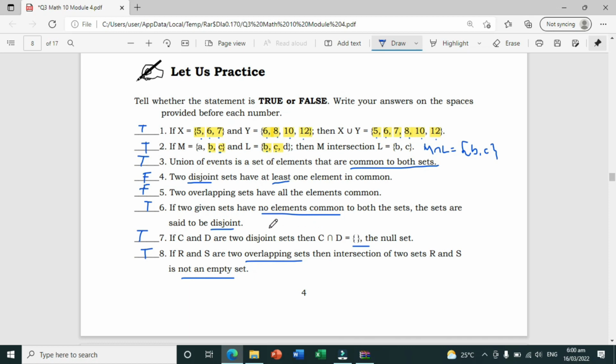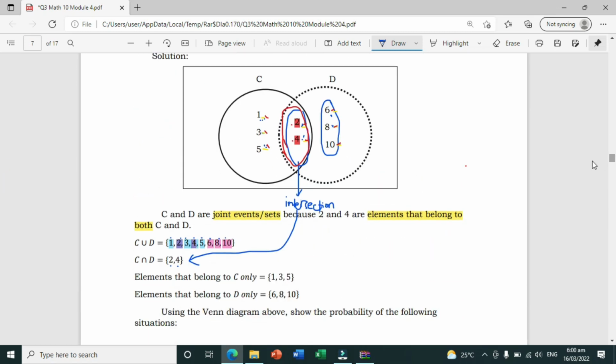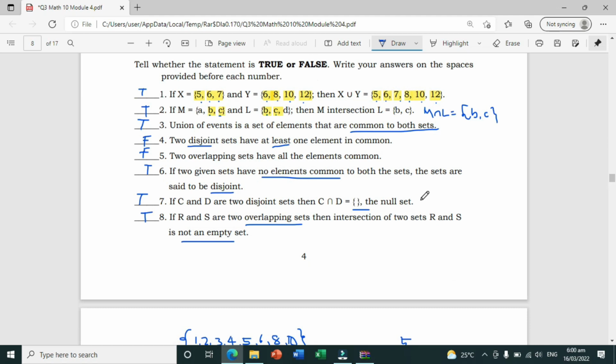Okay, so number 5, two overlapping sets have all the elements common. False. Hindi lahat na nag-overlap common sa kanilang dalawa. So, gaya nito. So, may mga elements nag-overlap sila, pero it doesn't mean na lahat ng kay C meron din kay D. Okay? So, in number 5, so false yung answer.